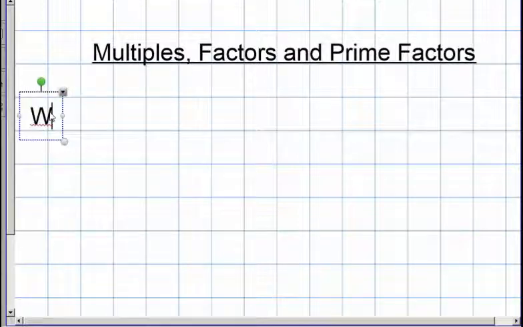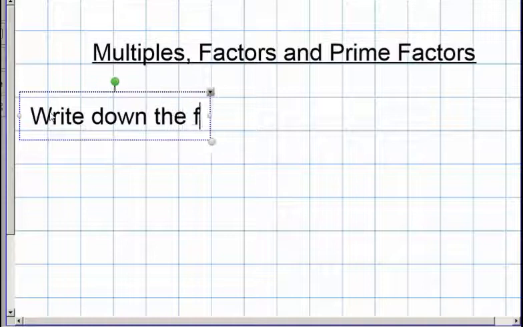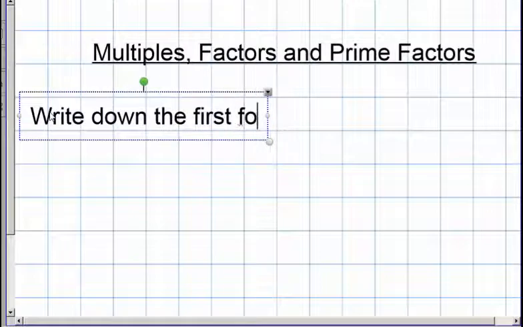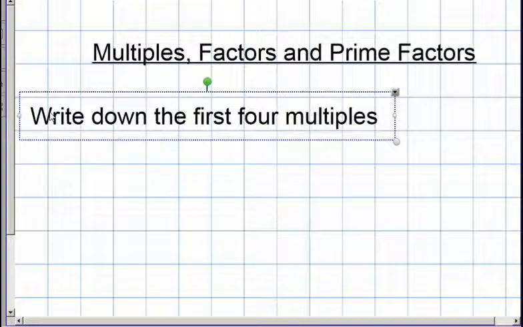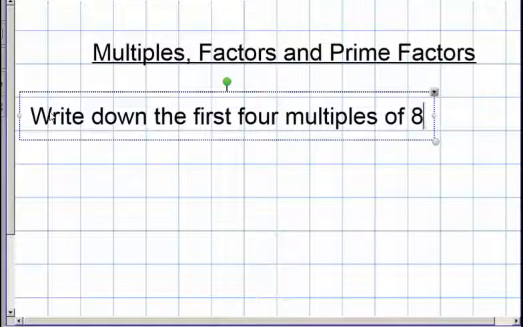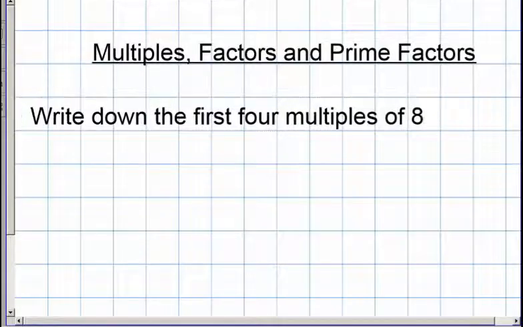Write down the first 4 multiples of 8. Now, multiples of 8. You get those by multiplying 8 by a number. So multiples are what you get when you multiply the number in question by another number.